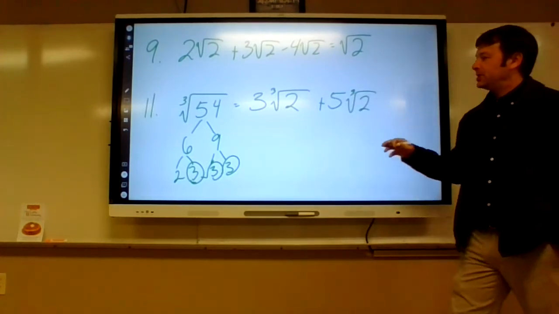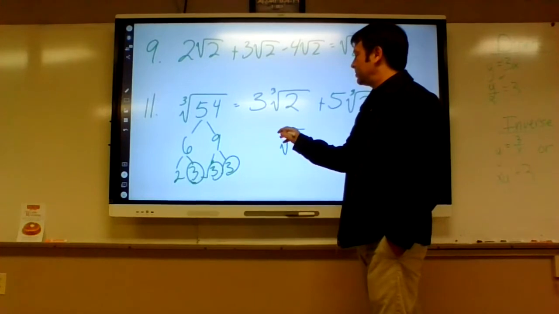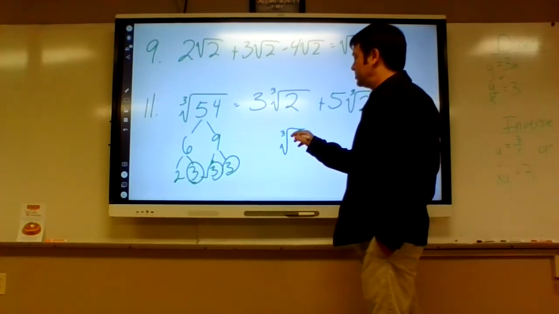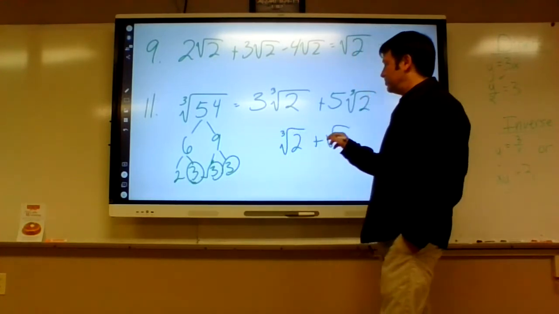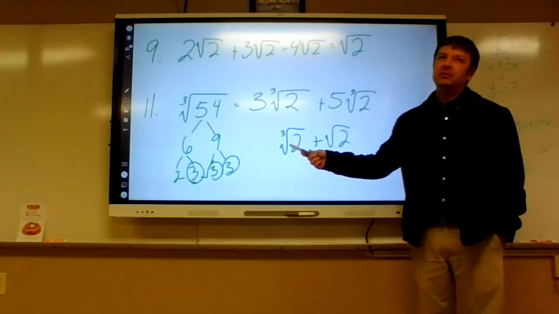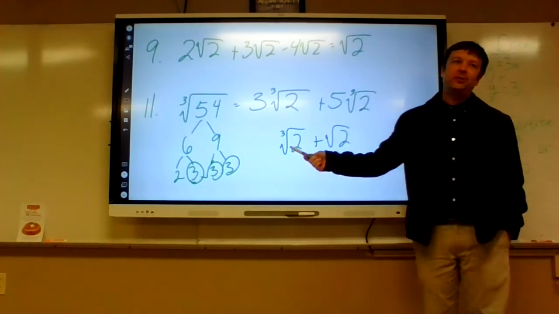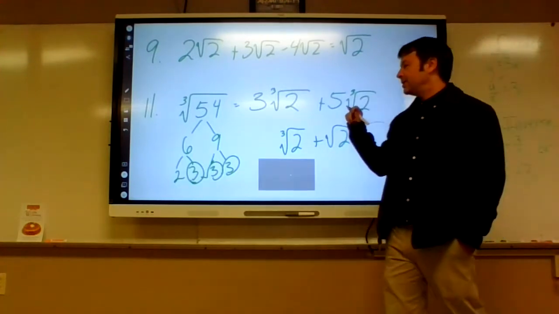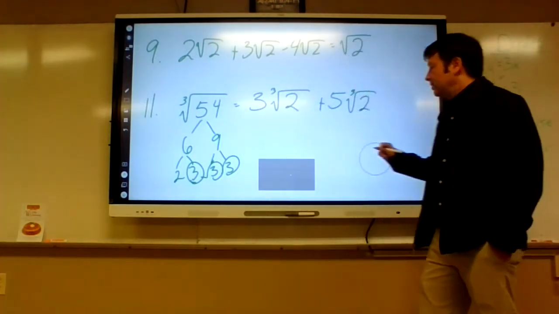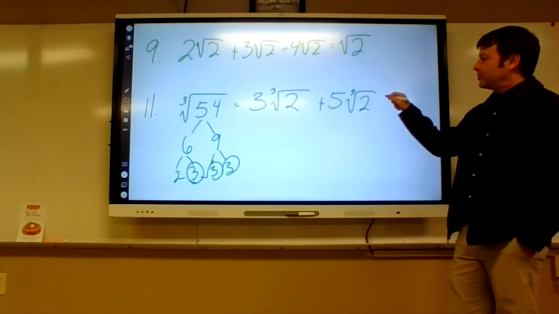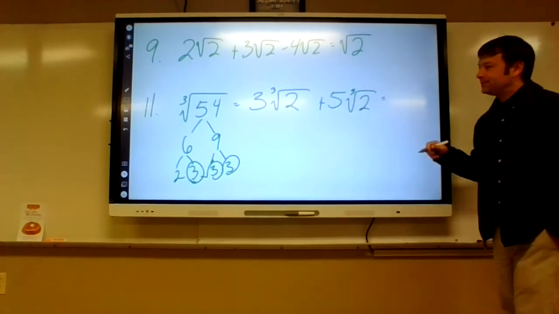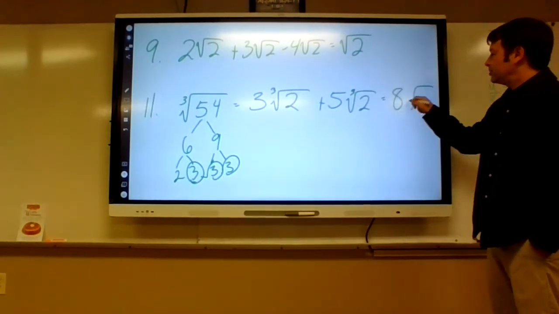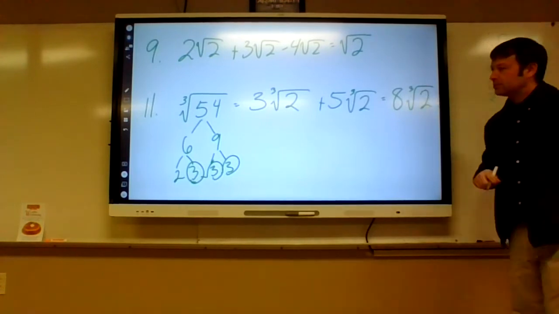I didn't mention this earlier, but do you guys think that cube root of 2 plus square root of 2, would these two add together? Nope. No, they would not. These are two totally different numbers. So no, they don't add together. Anyway, but these are both cube roots, of course. So what would this be? 8 cube root of 2.